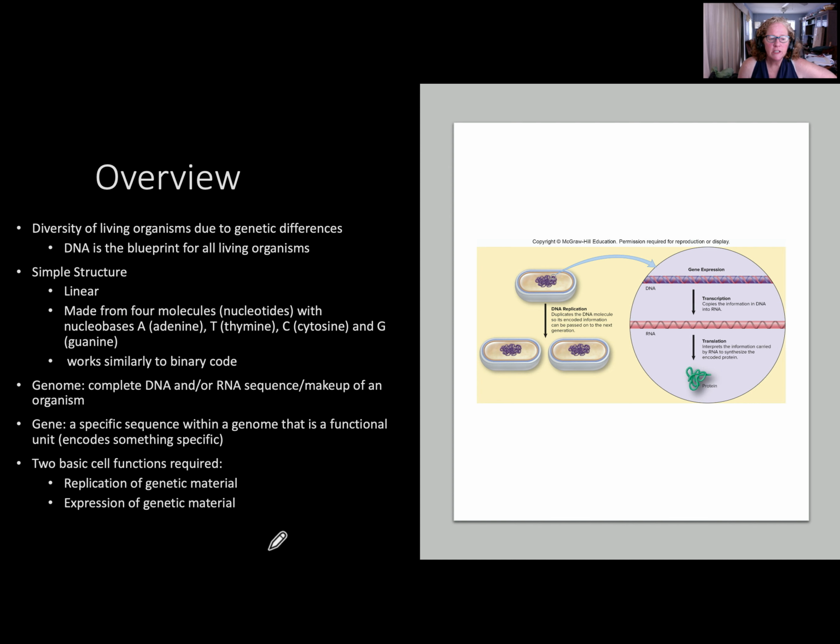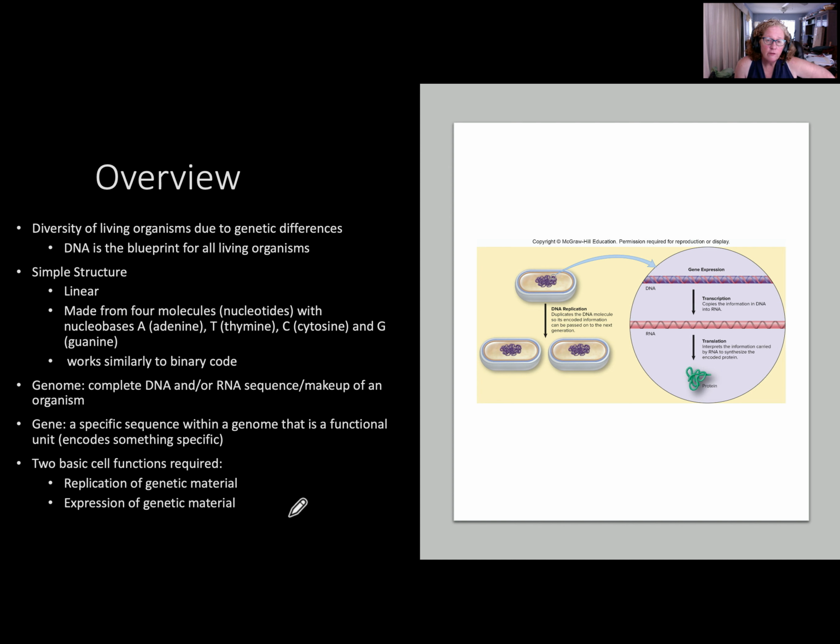Now, the genome of a cell is the complete DNA and or RNA sequences that are found in a cell. And the proteome is determined. The proteome is all of the proteins within a cell. And what proteins are expressed in a cell is determined by the genome. So the proteome is determined by the genome.